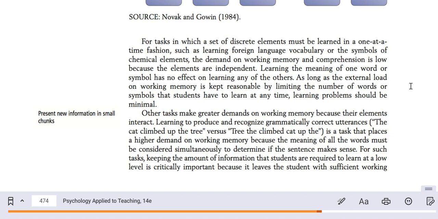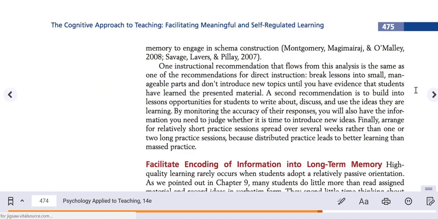Other tasks make greater demands on working memory because their elements interact. Learning to produce and recognize grammatically correct utterances, "The cat climbed up the tree" versus "the tree the climbed cat up the," is a task that places a higher demand on working memory because the meaning of all the words must be considered simultaneously to determine if the sentence makes sense. For such tasks, keeping the amount of information that students are required to learn at a low level is critically important because it leaves the student with sufficient working memory to engage in schema construction.